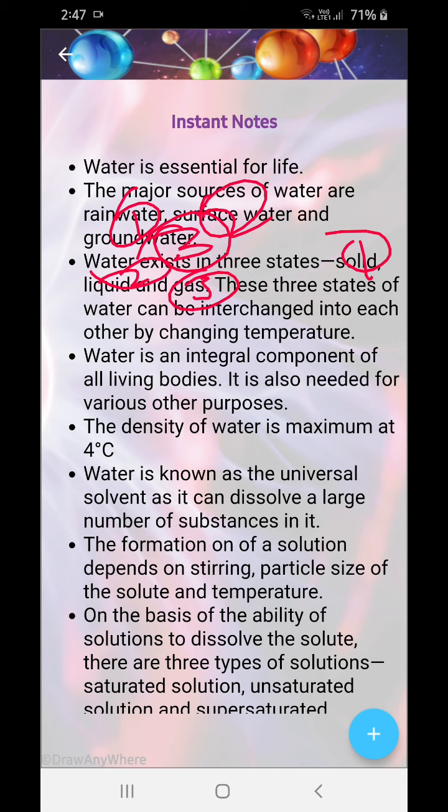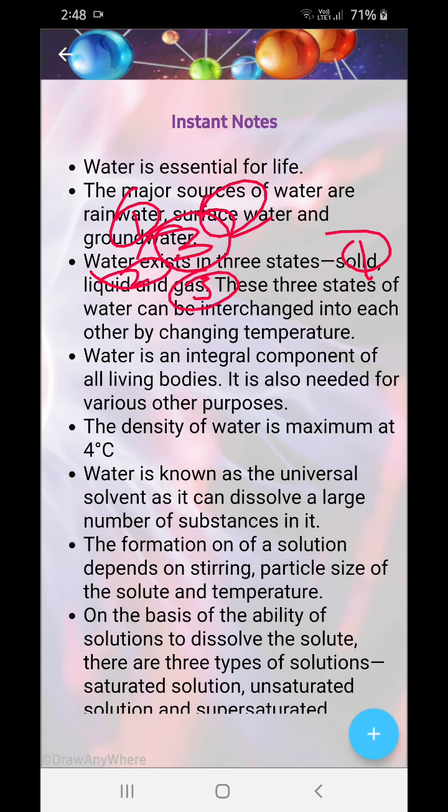Water is an integral component of all living bodies. It is also needed for various other purposes, apart from drinking. Now, the density of water is maximum at 4 degrees Celsius. This is known as anomalous expansion. What happens? Water has an abnormal property.